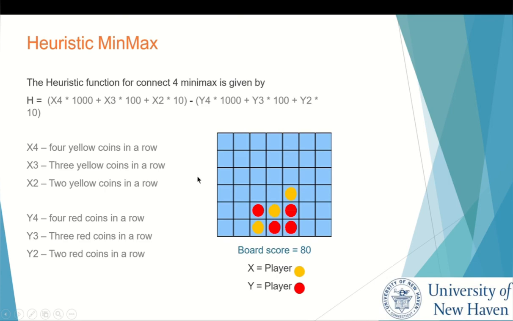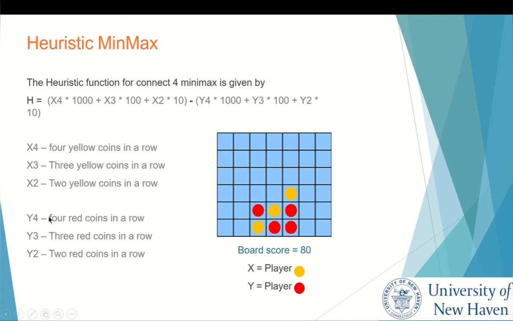use a heuristic function. The heuristic function here is given by h = x4 * 1000 + x3 * 100 + x2 * 10 - (y4 * 1000 + y3 * 100 + y2 * 10). The player X represents the yellow player, the player Y represents the red player. X4 represents 4 yellow coins in a row, X3 represents 3 yellow coins, X2 represents 2 yellow coins. If we substitute the values in the equation, you will get the heuristic values.